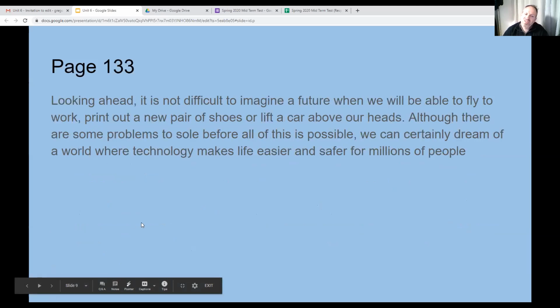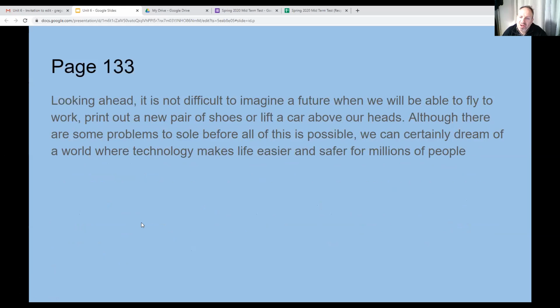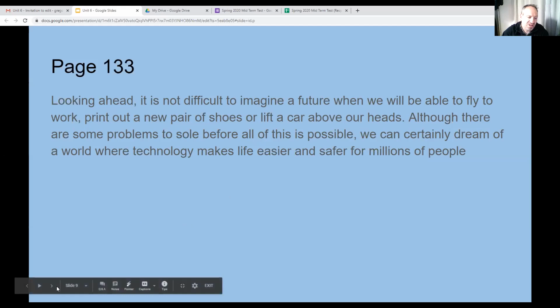Looking ahead, it is not difficult to imagine a future when we will be able to fly to work, print out a new pair of shoes, or lift a car above our heads. Although there are some problems to solve before all of this is possible, we can certainly dream of a world where technology makes life easier and safer for millions of people.